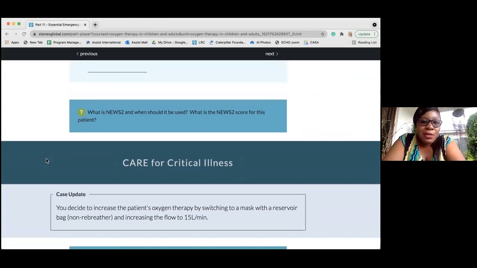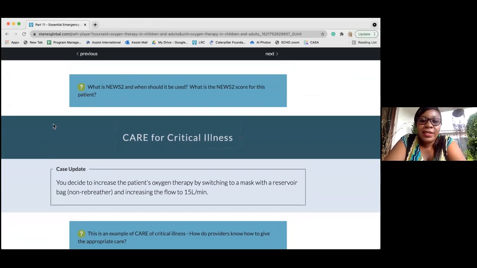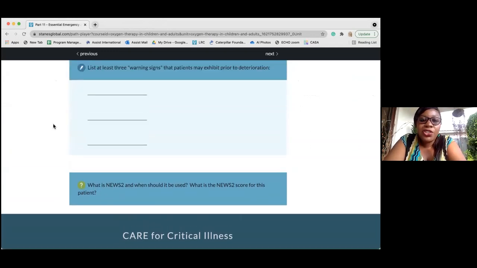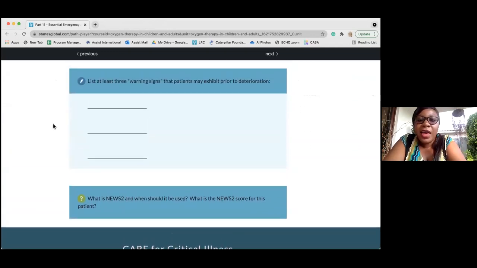So we've talked about the three warning signs. Vital signs are cardinal, change in mentation is cardinal, and significant distress or concern by any clinician attending to the patient should also be a trigger for us to detect deterioration in a patient.